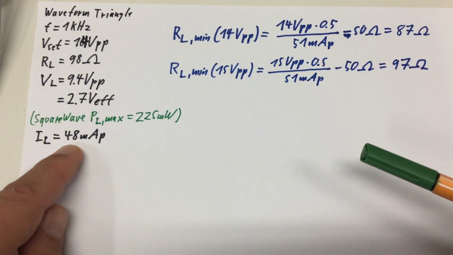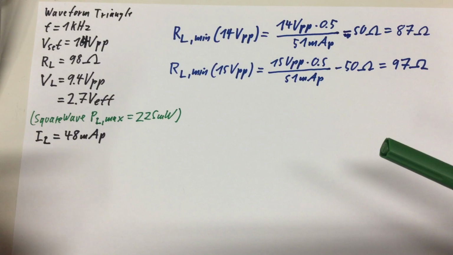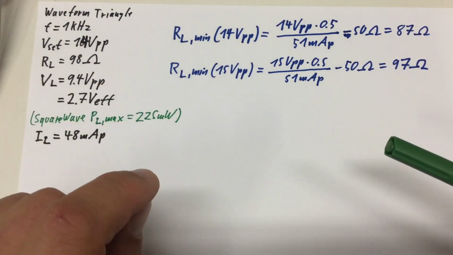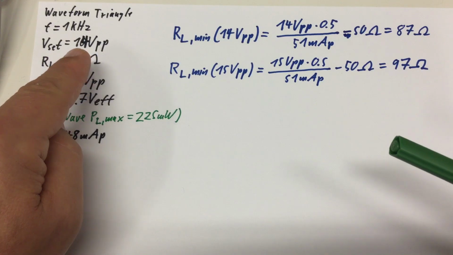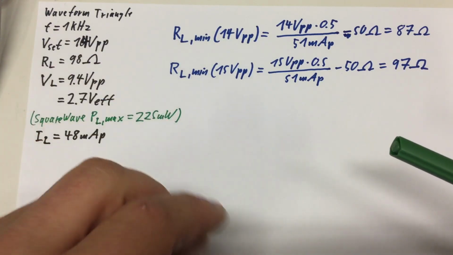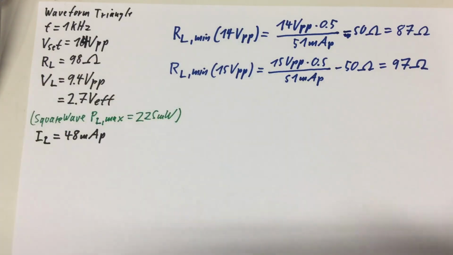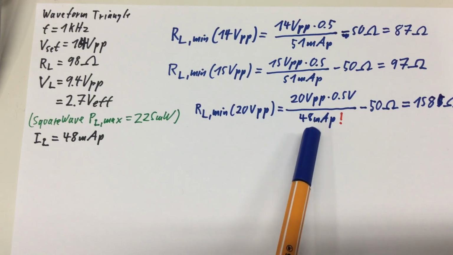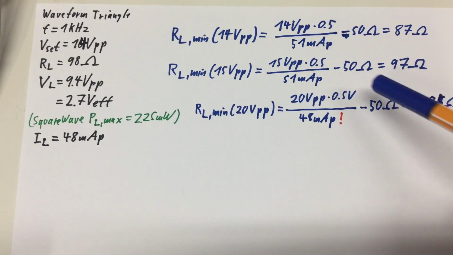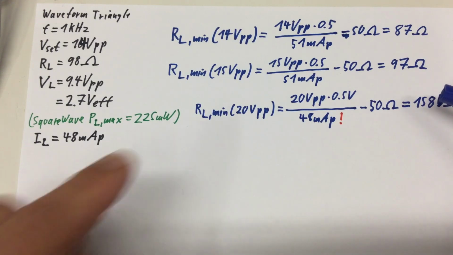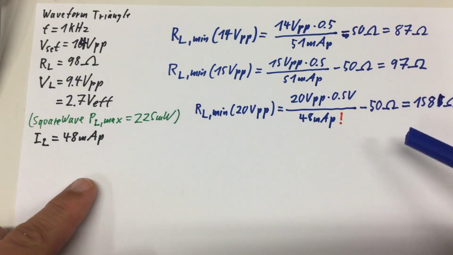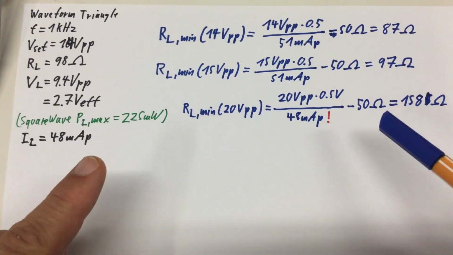Okay, next step, let's say we try to get 20 volts out of that thing without any distortions. That is, we set 20 volts peak to peak without any distortion of our triangle wave. Using our formula again, but this time with only 48 milliamps peak maximum current, we get a minimum load resistance of 158 ohms. So let's try to do that with 160 ohms.